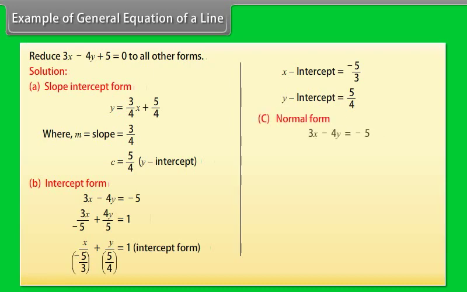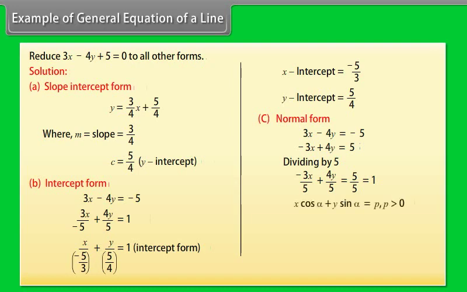Normal form. 3x - 4y = -5. Then -3x + 4y = 5. Dividing by 5, -3x/5 + 4y/5 = 5/5 = 1. This is x cos α + y sin α = p, with p greater than 0, where cos α = -3/5, sin α = 4/5, and p = 1.